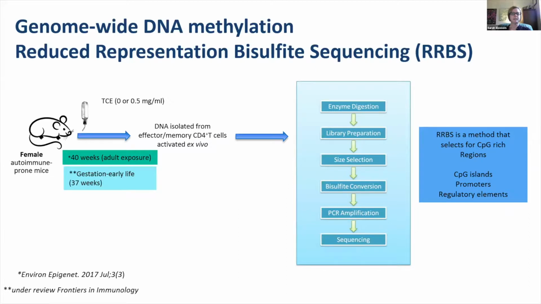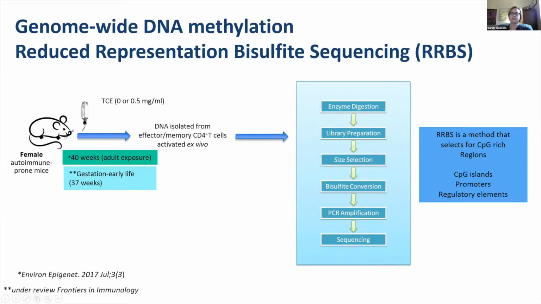So our lab has conducted 2 studies looking at CpG methylation on a genome-wide scale. There are several techniques, and we use a technique called reduced representation bisulfite sequencing. We focus on chronic exposures, and these are the 2 studies that we've conducted: a 40-week adult exposure and a 37-week exposure beginning at gestation. So that's a developmental exposure.